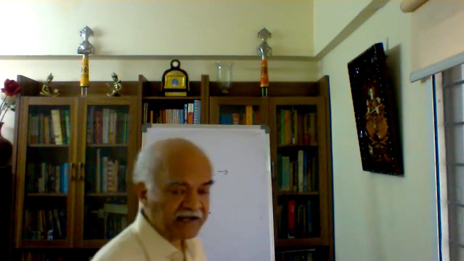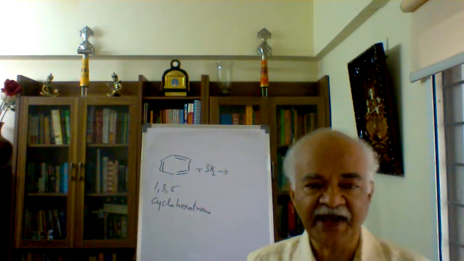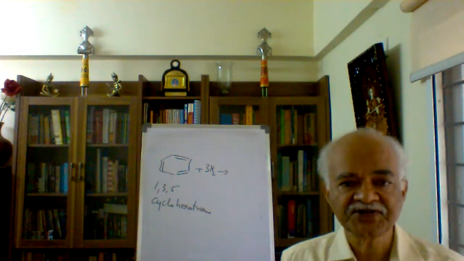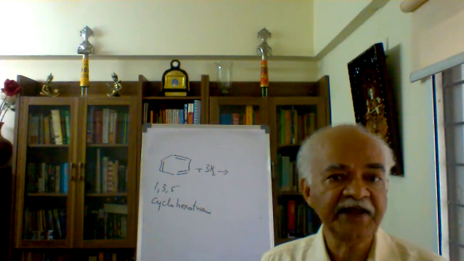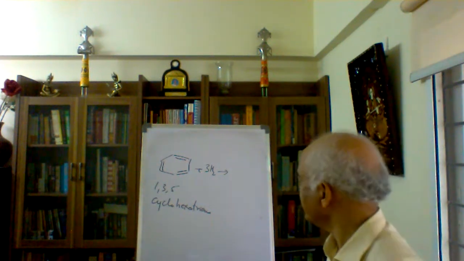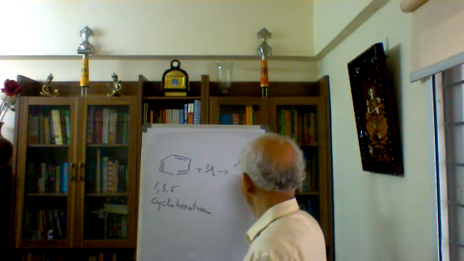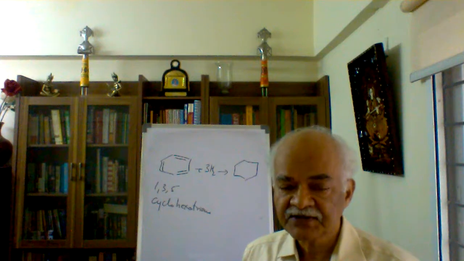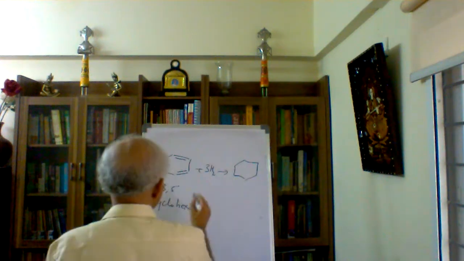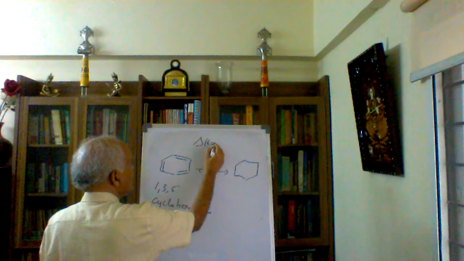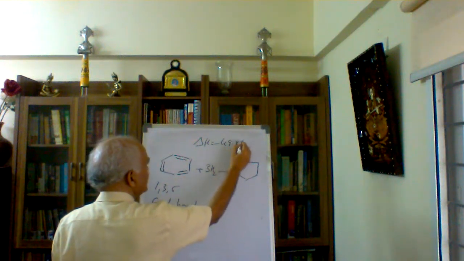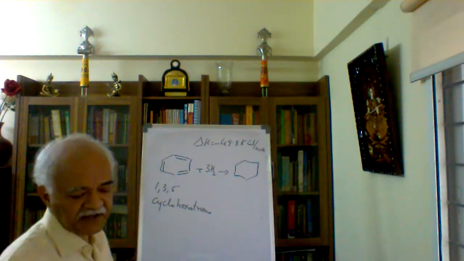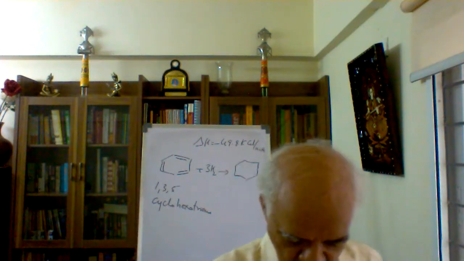I am not exactly telling the experimental conditions under which we carry this, because once I am calculating delta H, which is a state function, we need not bother about the route of the reaction. If I carry this reaction, again I will get cyclohexane, and the enthalpy of hydrogenation value that I am getting, delta H, is minus 49.8 kilocalories per mole.